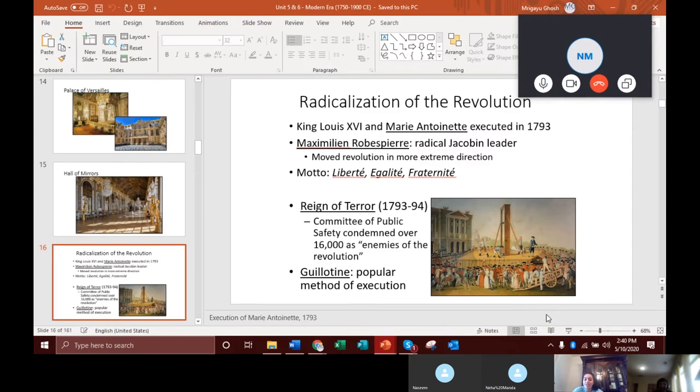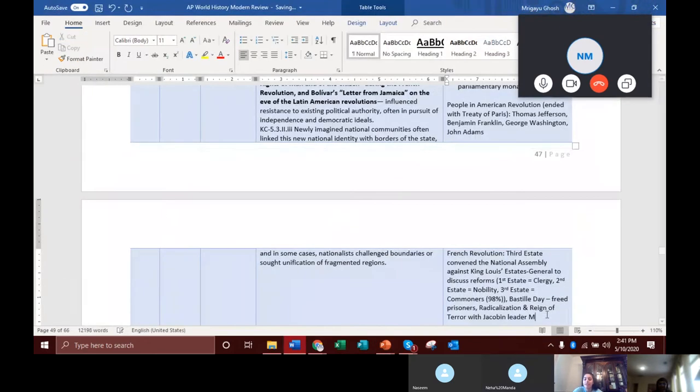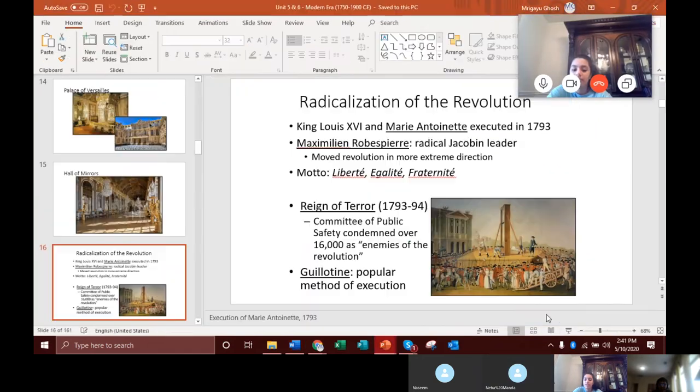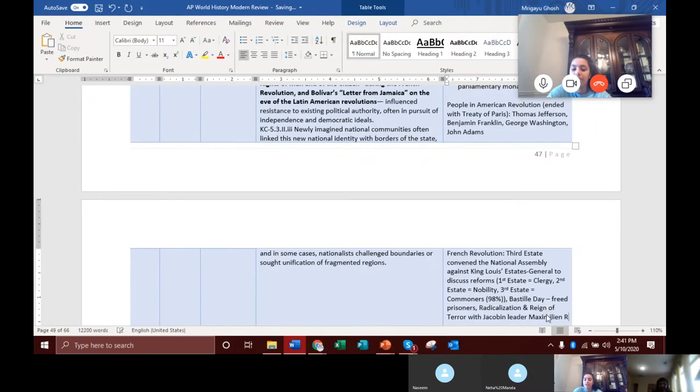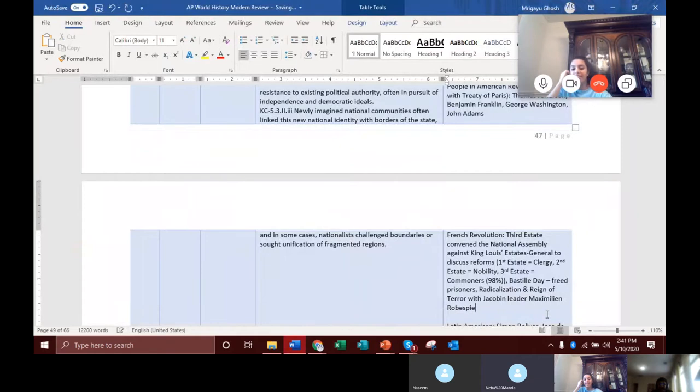Wait, is the Haitian Revolution here? Did we already talk about it? No, we'll get there.